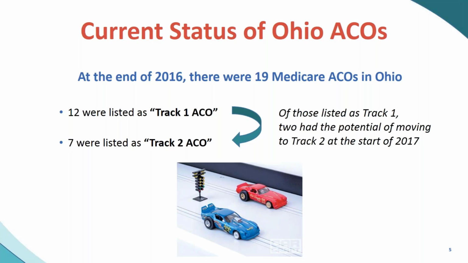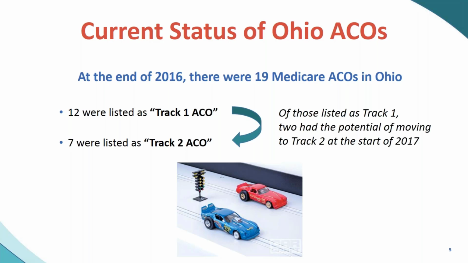But at the end of 2016, there were 19 Medicare ACOs in Ohio. 12 of those were Track 1, 7 of those were Track 2. There were 2 on the list that were Track 1 that could move to Track 2 at the beginning of 2017, and that's just due to when they started up the ACO, when they stood it up. Now here's where things get crazy.